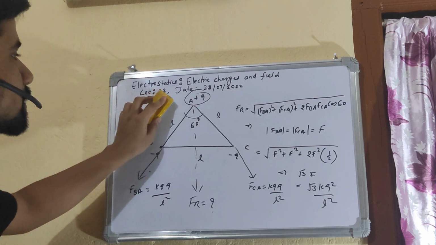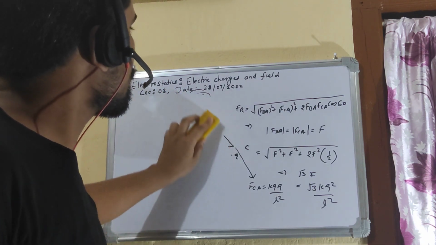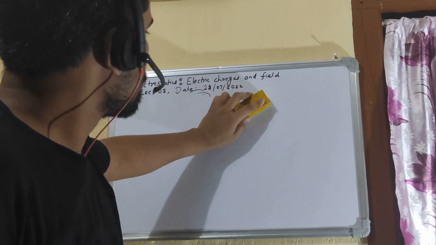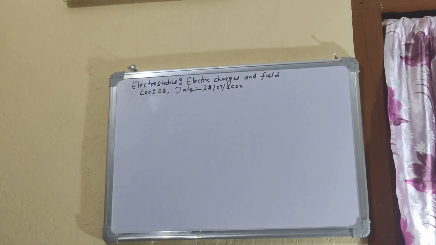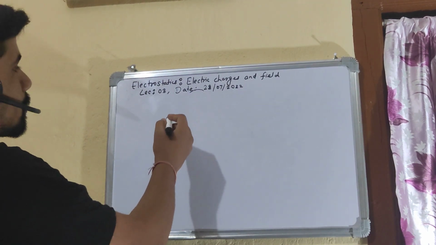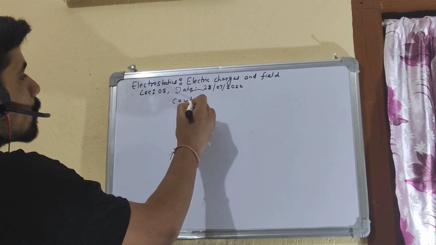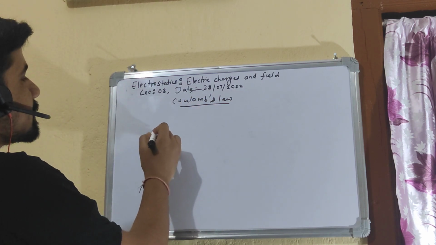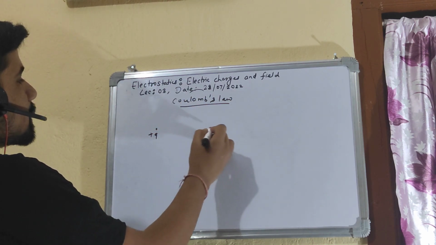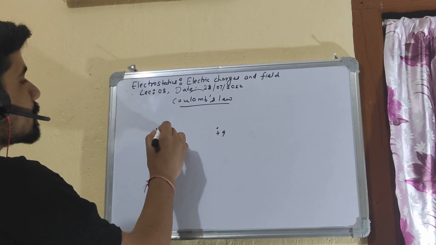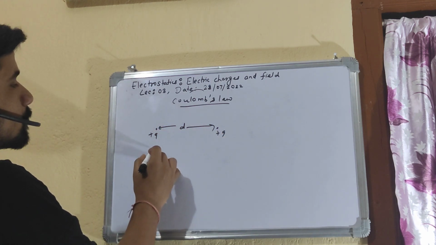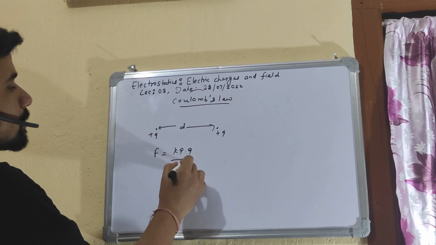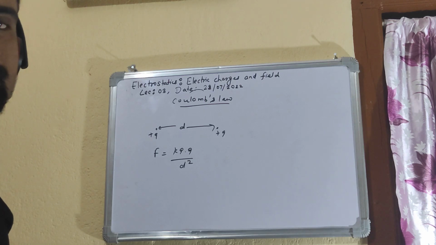So let's start with today's topics. Yesterday we discussed Coulomb's law, which basically says that if two point charges are placed at some distance from each other, they will exert a force on each other, which will be proportional to the magnitude of charges and inversely proportional to the square of the distance between them.